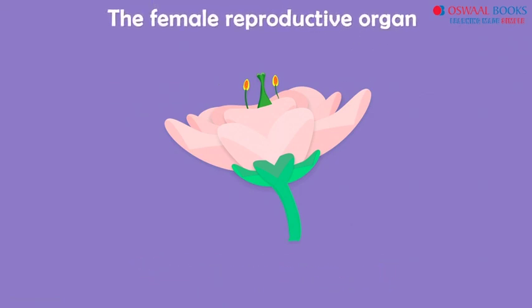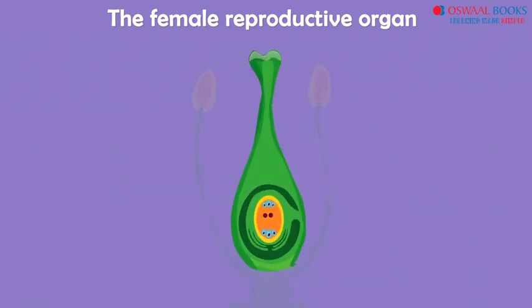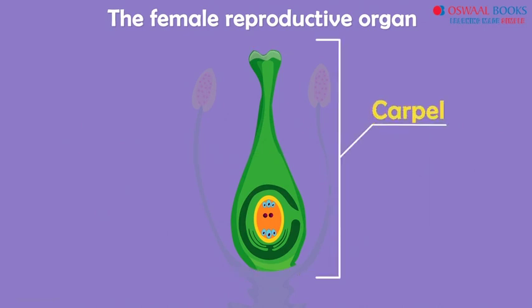The carpel is the female reproductive organ of the plant. It is usually in the center of the flower. It has 3 distinct parts and they're quite interesting to learn. The carpel has a swollen bottom, and can you guess what it is called? We call it the ovary.